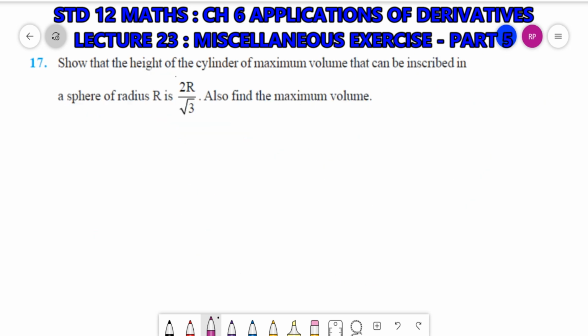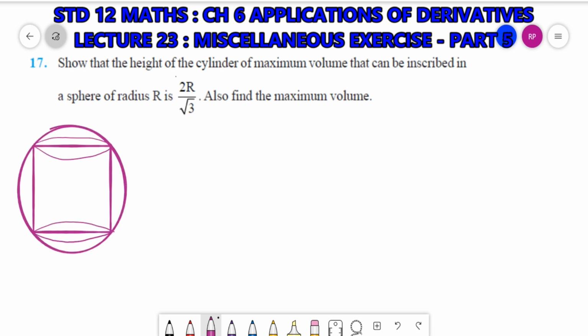Question 17. Show that the height of the cylinder of maximum volume that can be inscribed in a sphere of radius r is 2r by root 3. Also find the maximum volume. First let's draw the figure. Now here you can see a cylinder inscribed in a sphere. Let the radius of the sphere be r. This will be equal to r.